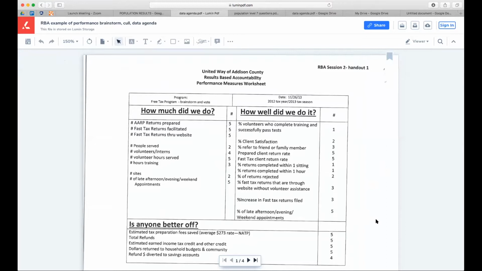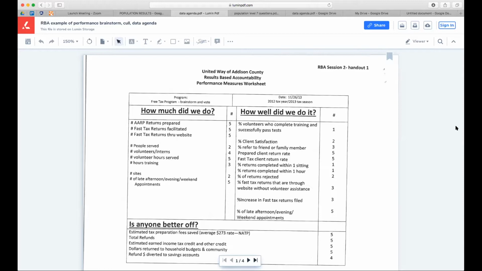And I'm just going to give you some examples of how it frames out. This should be familiar. This is essentially the performance measures grid, the quadrant, and it was a brainstormed list of things that we could do to measure how much, how well, and is anyone better off. So we brainstormed and put them in the right category. So again, how much was the number of activities, the number of clients. How well we did it had to do with satisfaction, the volunteers who were trained, the time frame for completion, etc.